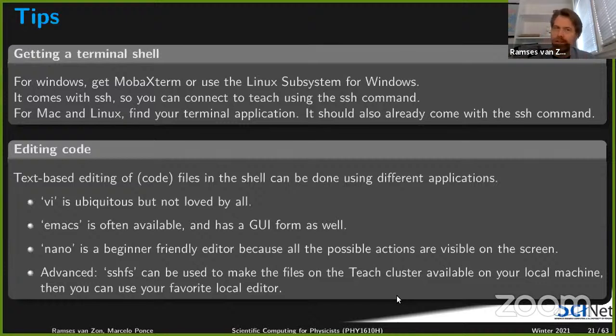I'll end with this slide of tips on how to get a terminal shell, but I've already mentioned this. So Mac, Linux, you have it. Windows, try to get MobaXterm. It's the easiest one to use. For editing code, again, I said vi, Emacs, Nano. If you want to use your own local editor, there is a way to do this, but it is not entirely trivial to set up. But Google what SSHFS can do for you.